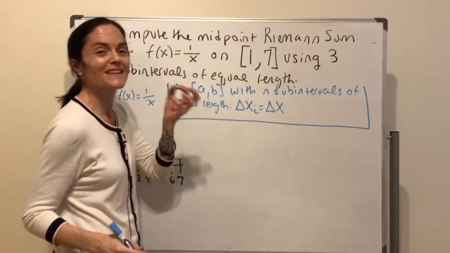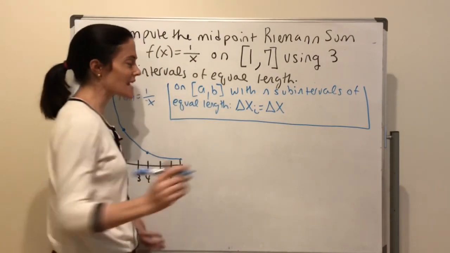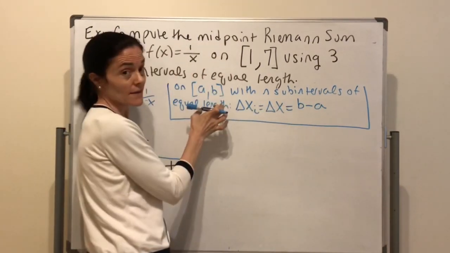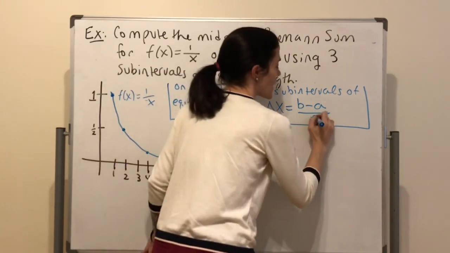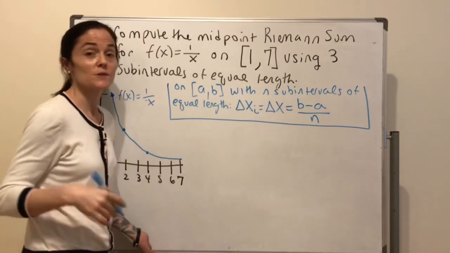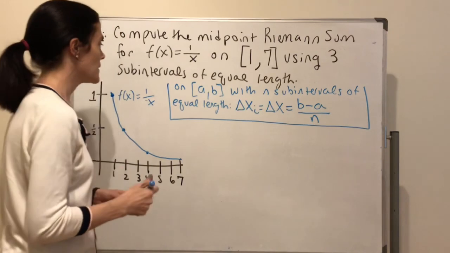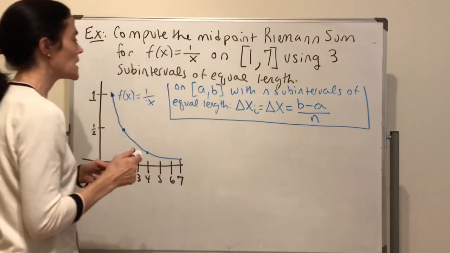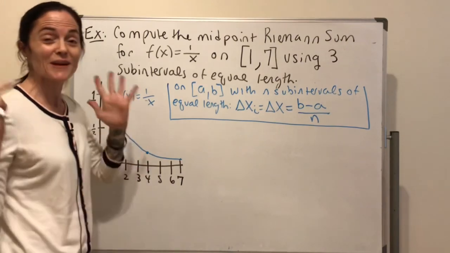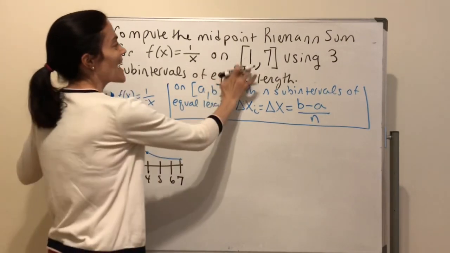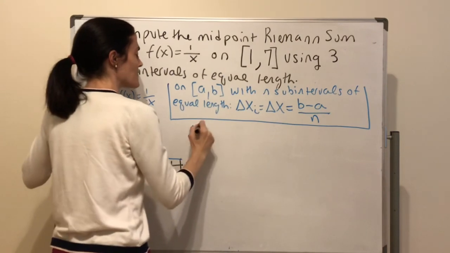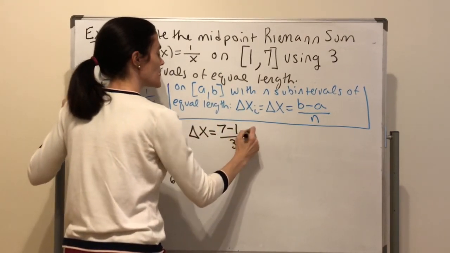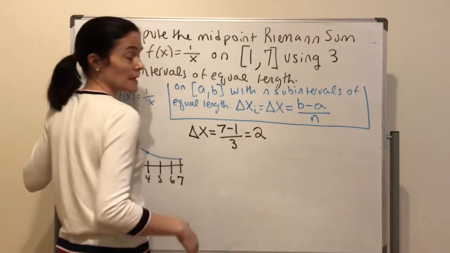The subintervals have equal length. And what is this length? This would be b minus a, the length of the interval, divided by the number of subintervals. So b minus a over n. Okay, so we can use that here. In fact, we need that here. This is part of starting the problem. Okay, well, we have the interval, 3 subintervals of equal length. Delta x is 7 minus 1 over 3, which is 6 over 3 or 2.